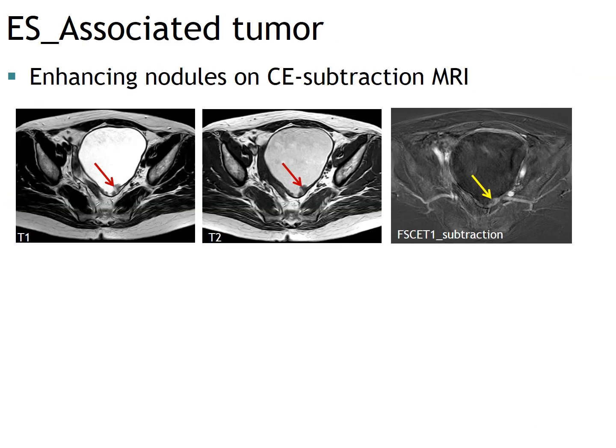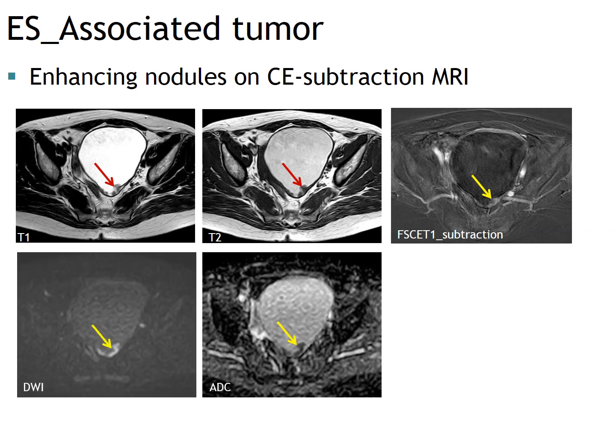Another similar patient, MRI shows a large cystic mass with a mural nodule. The mass shows high signal intensity at T1-weighted images, subtle homogeneous shading at T2-weighted image, enhancement of the mural nodule at subtraction image of contrast-enhanced fat-suppressed T1 MRI. The mural nodule clearly shows a strong diffusion restriction at diffusion-weighted image and ADC map. This mass was poorly differentiated carcinoma associated with endometriosis.